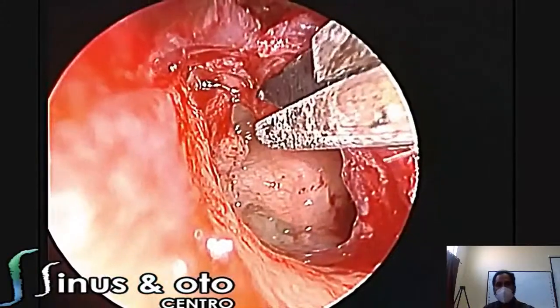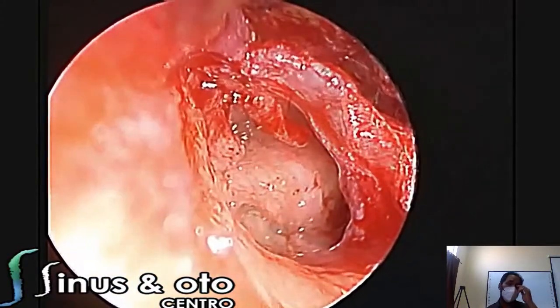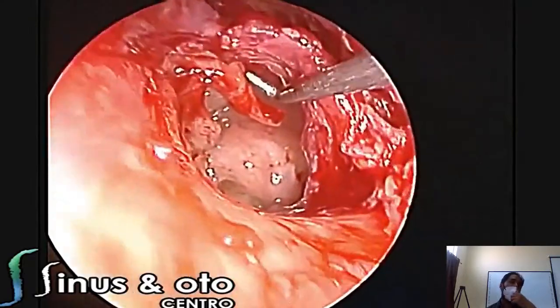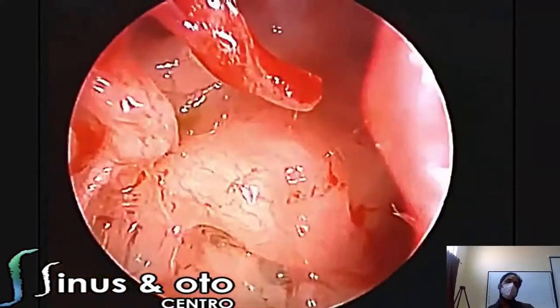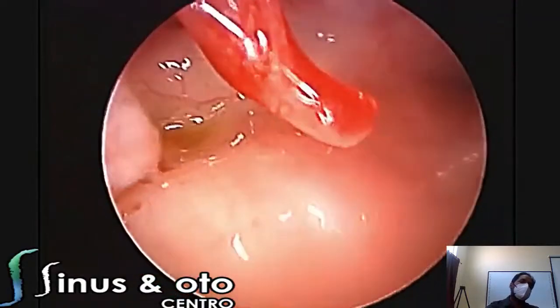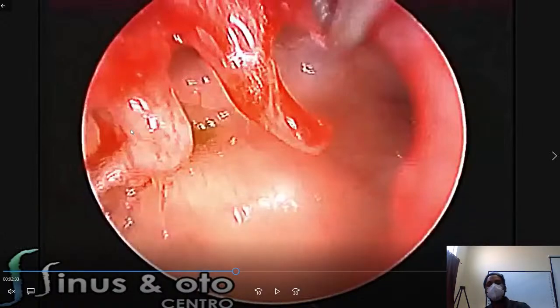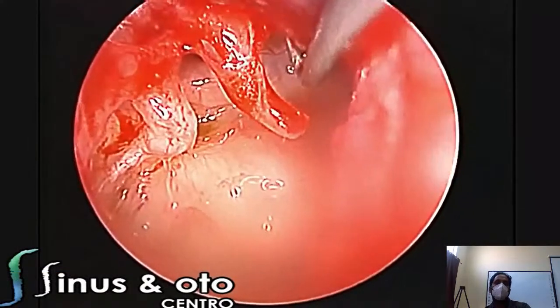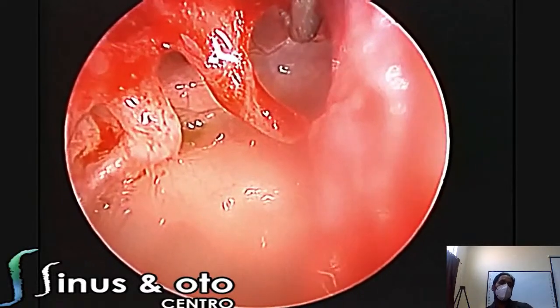If there is any ossicular chain defect, then you need to reconstruct the ossicular chain prior to the myringoplasty. Okay, and if the ossicles are clear, if you see this, you can see the malleus. This is the malleus, this is the incus, and here is the stapes. So this ossicular chain should be intact for a successful tympanoplasty to be performed.